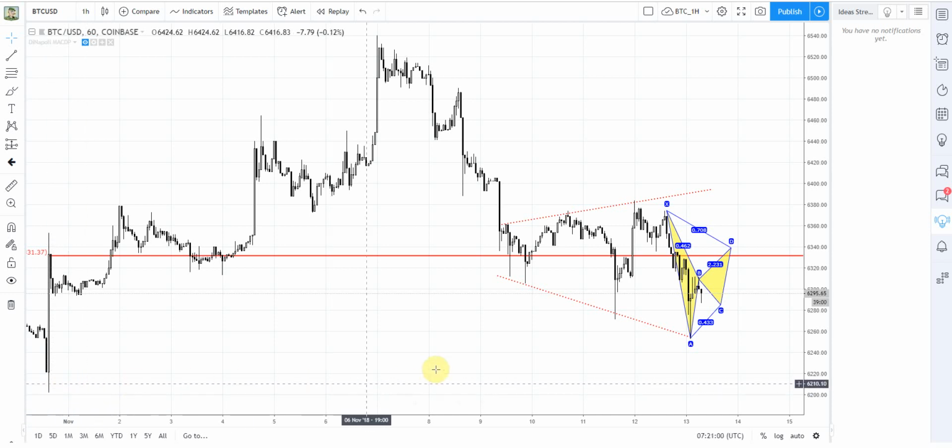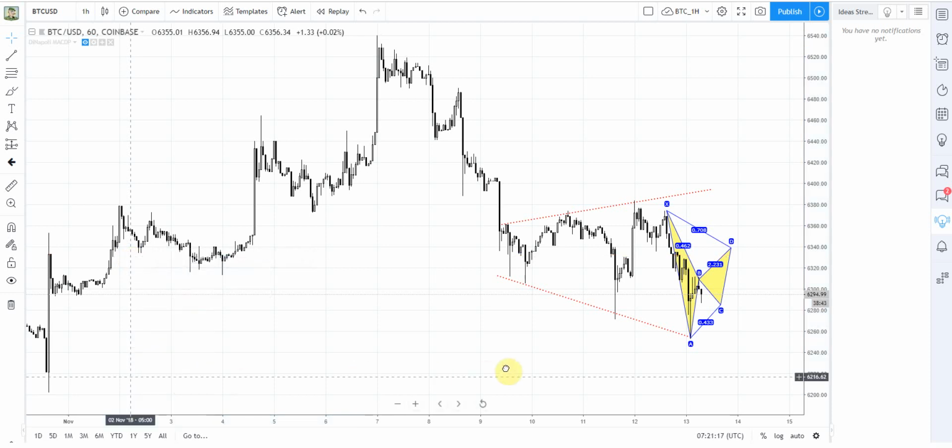So this level indeed has been broken. As you can see, the market strongly penetrated it multiple times, and right now it stands below it. So the 618 fib support area is not valid anymore here, and we probably could erase it.